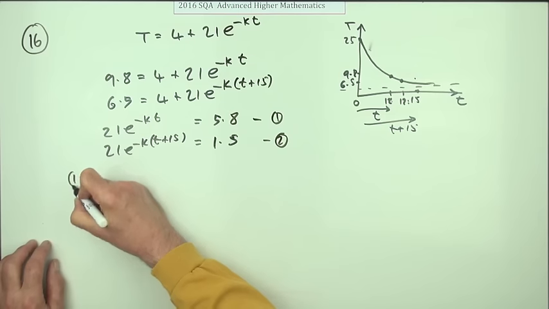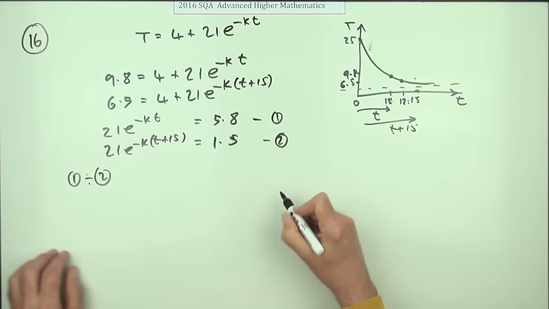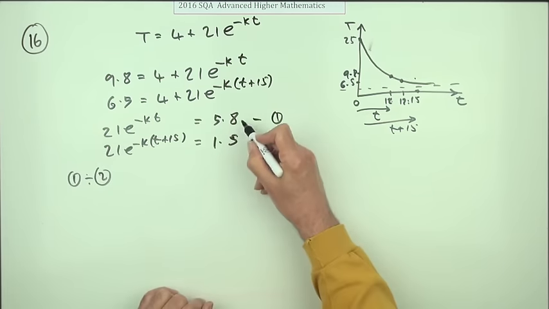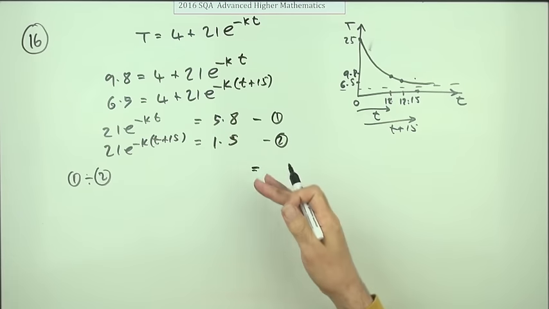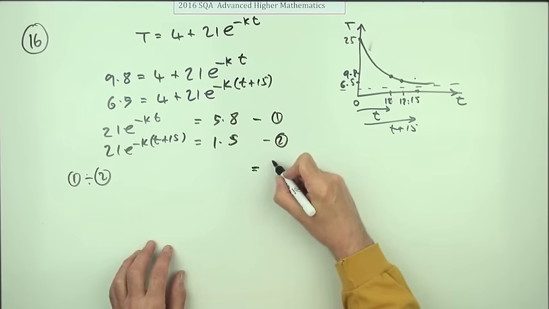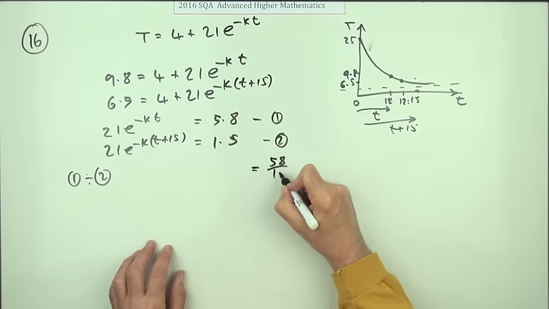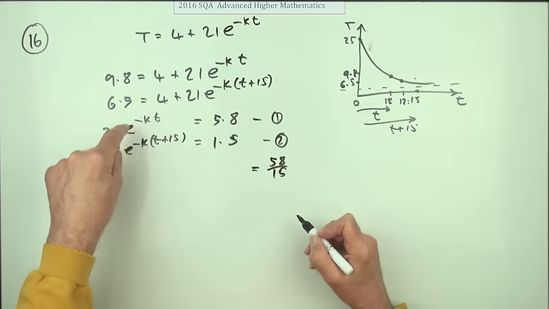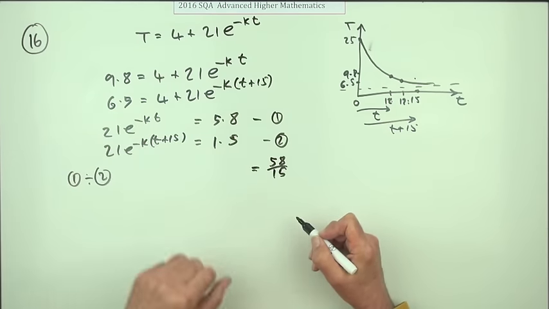Now I'm just going to divide them, 1 divided by 2. So the 21s will cancel. They'll divide out. In fact, I'm just going to leave it because I don't really want a big decimal. I might just leave them the way they are, except just bring them up to 58 over 15. The 21s will cancel.